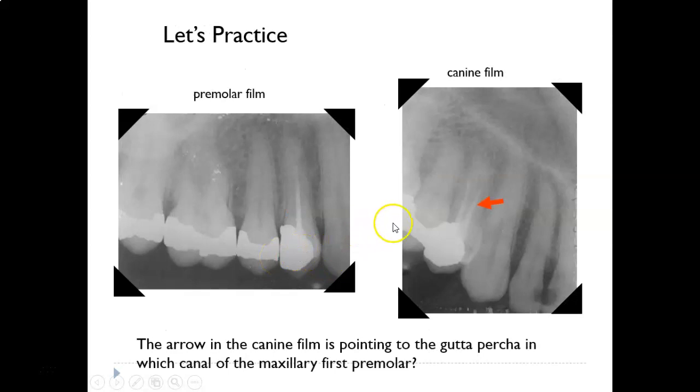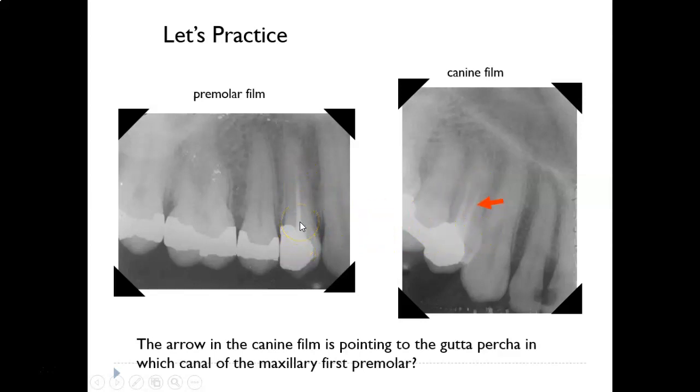So now, I think there's just a couple more here. So now we're going to look at this one. This is obviously the one we'd use as our baseline because it's more of a straight on shot. You can't see that it's a bifurcated root, but here in this image, you can see these two roots. And so now which one is the buccal and which one is the lingual?